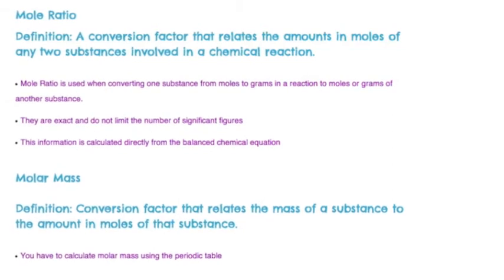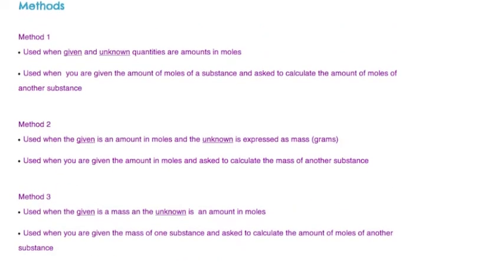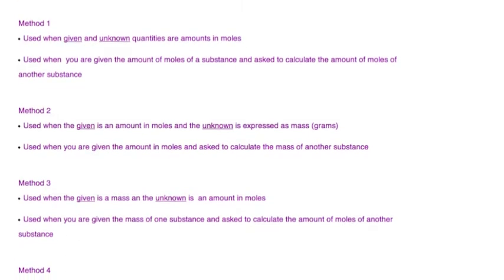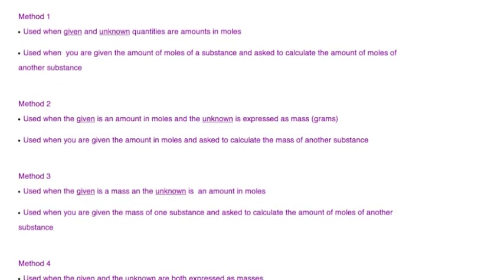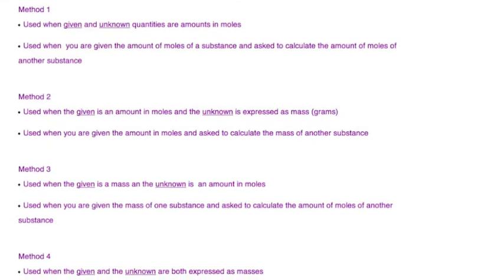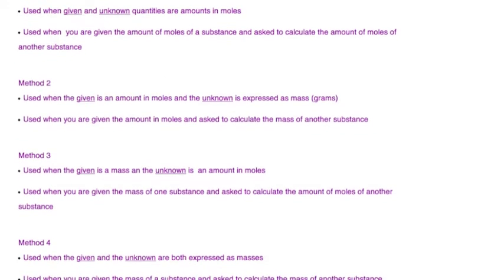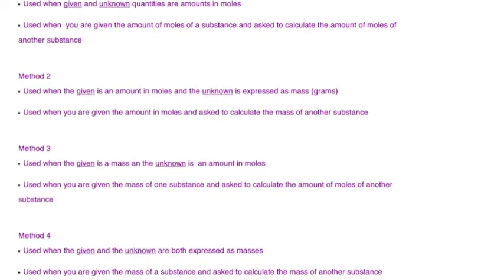Molar mass is a conversion factor that relates the mass of a substance to the amount in moles of that substance. Here are three different methods that you can use when using the two conversions that were said in the last slide. If you need more time to look at this a bit closer, you can go ahead and pause this and look at the methods.